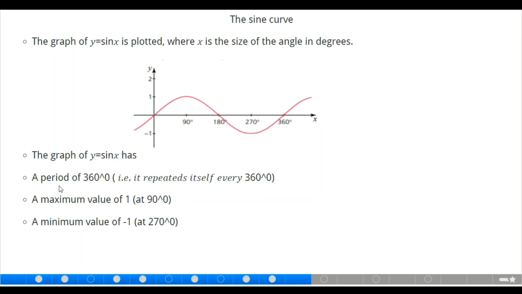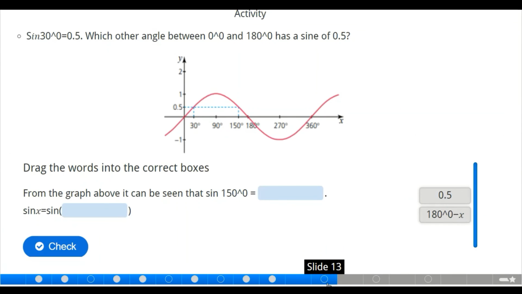So we say that the graph of y equals sine x has a period of 360 degrees, so it repeats itself every 360 degrees. Then a maximum value of 1, which is at 90 degrees, and a minimum value of -1, which is at 270 degrees. Okay, with that we have to solve this given question. Sine 30 degrees equals 0.5. Which other angles between 0 degrees and 180 degrees have a sine of 0.5?